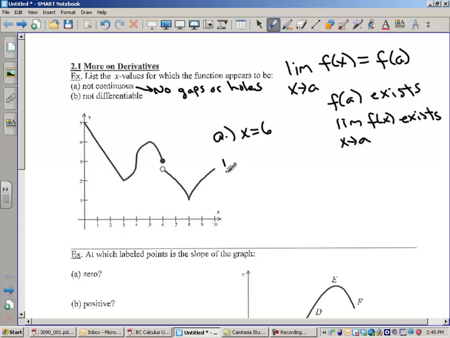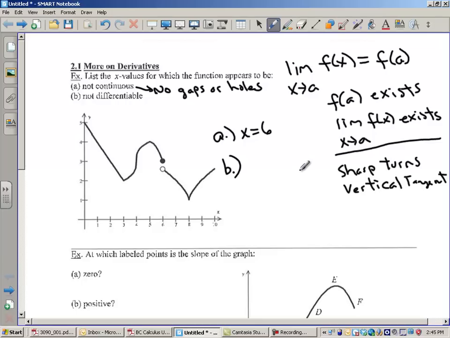Now, not differentiable continues on that. For a function to be not differentiable, it would have to be discontinuous, but there's other things you would have to look for. We would have to look for, does the graph have any sharp turns or cusps, or does it have any vertical tangent lines? And in my opinion, that's harder. It's not necessarily harder to see, but I seem to miss those sometimes when I'm looking at a graph. So for differentiability, I've got to look for some extra things.